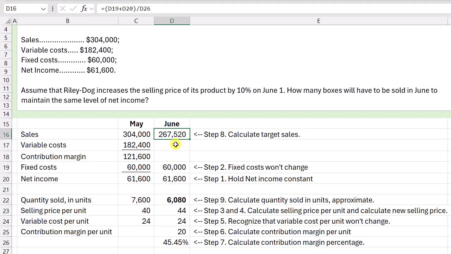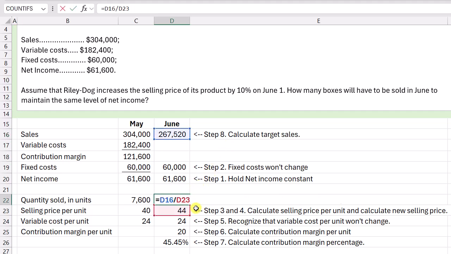Okay, now we could force the other information in here, but we really don't need to because what they're asking for is how many boxes would need to be sold. Well, now we can come up with our final answer. Just take the sales dollars, which is in cell D16, 267,520, and divide it by the new selling price. Okay, we do that, we get 6,080.